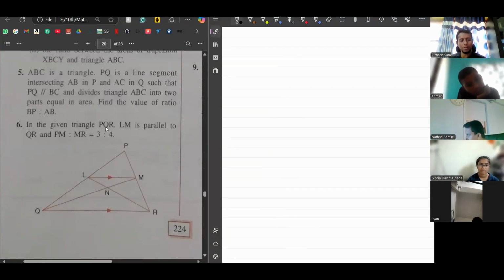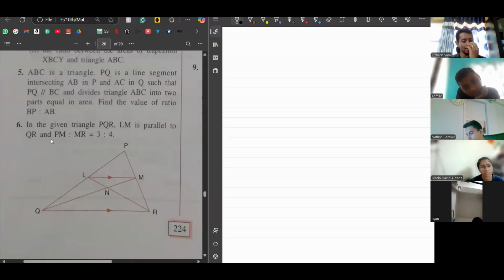So in the given figure, in triangle PQR, LM is parallel to QR. Okay. So that is simple. We can show that the two triangles are similar. Also, we can apply BPT. All right. Next. LM is parallel to what all? QR.